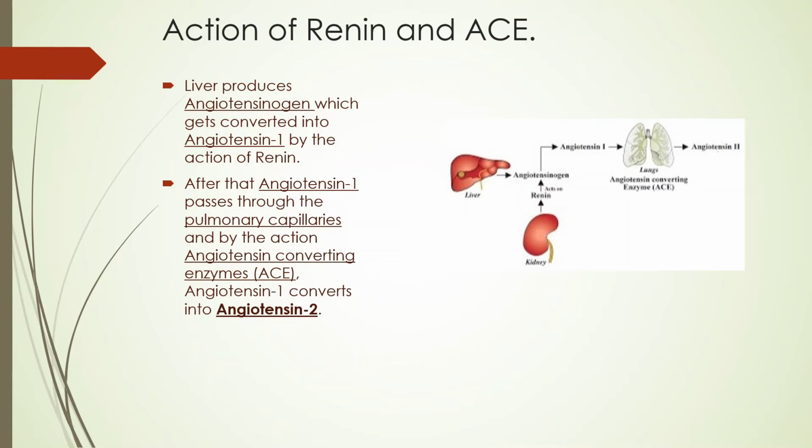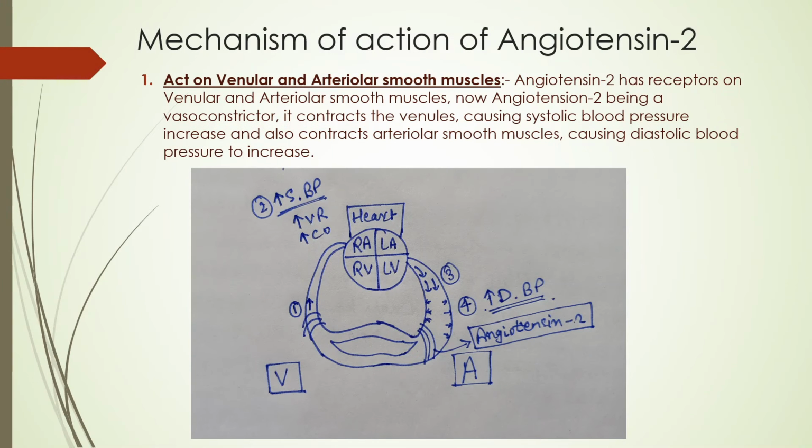And now we have renin in our bloodstream, and now we need to know what it actually does in our body. So its function is to go and act on the angiotensinogen, which is released by the liver, to convert it into angiotensin 1, and that angiotensin 1 will go through pulmonary capillaries and get converted into angiotensin 2 by the action of angiotensin converting enzyme, and those enzymes are present on the lining of pulmonary capillaries. This part is about the mechanism of action of angiotensin 2.